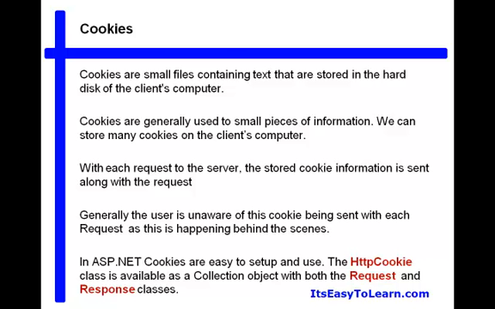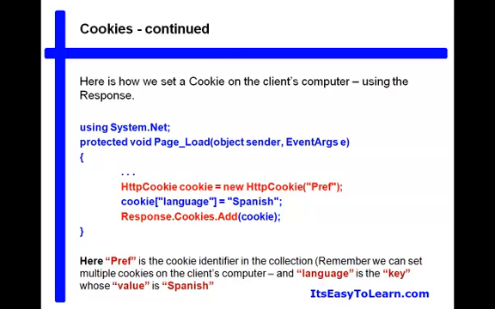In ASP.NET, cookies are very easy to set up and use. We have the HTTP cookie class, and it is available as a collection object with both the request and the response classes. How to create a cookie? We first create a cookie object, HttpCookie equal to new HttpCookie, and a cookie has to be given a name. Let's say we want to create a cookie which will store the user's language preference. We'll set the name of the cookie as pref.